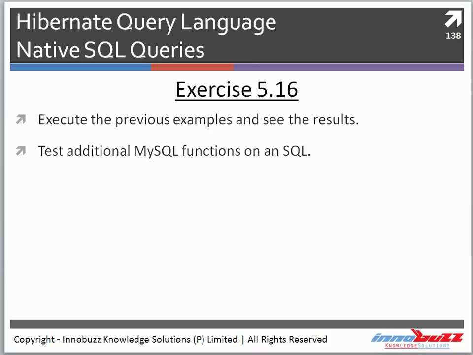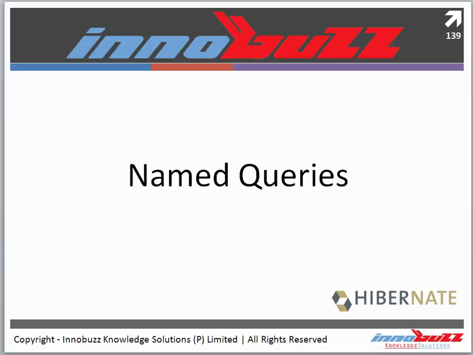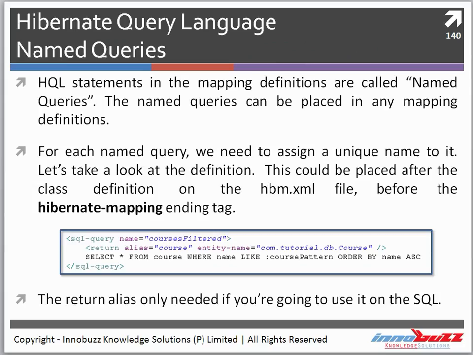Named queries. Named queries are those SQL queries that you write in a mapping document and are identified by a name. You can also add parameters as well. Take a look at the SQL named query example. In the Course HBM XML file, we have added a new named query at the end of the mapping declaration. A parameter is being passed to the SQL.